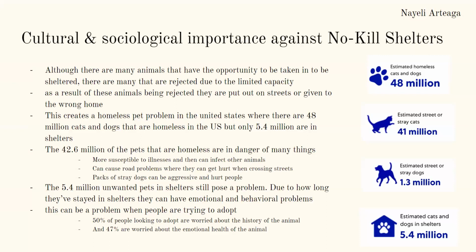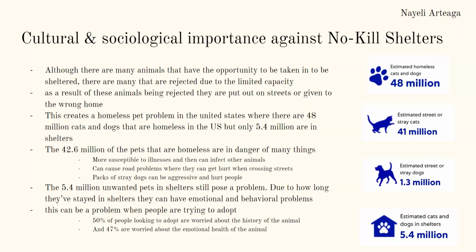In this slide, we'll be going over the cultural and sociological importance against no-kill shelters. Although there are many animals that have the opportunity to be taken in to be sheltered, there are many that are rejected due to the limited capacity. As a result of these animals being rejected, they are put out on the streets or given to the wrong home. This creates a homeless pet problem in the United States, where there are 48 million cats and dogs that are homeless in the US, but only 5.4 million are in the shelters.